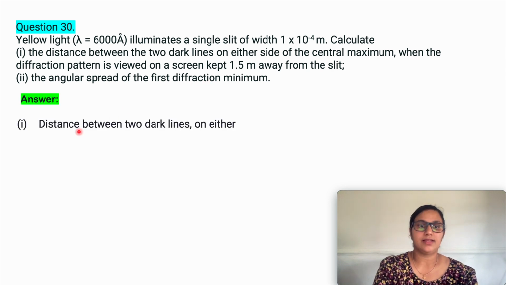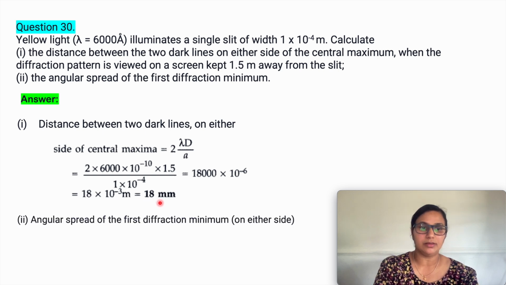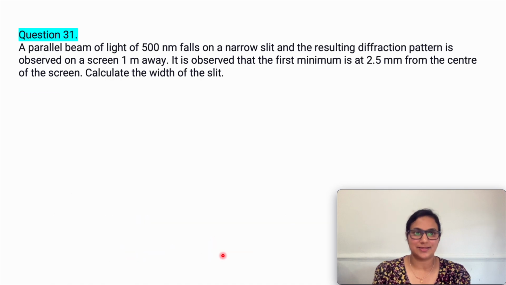Answer: the distance between two dark lines on either side of the central maxima is 2λD/a. If you calculate that, you get 18 millimeter. The second part: the angular spread of the first diffraction minima on either side is θ = λ/a, which gives 6 × 10^-3 radians.